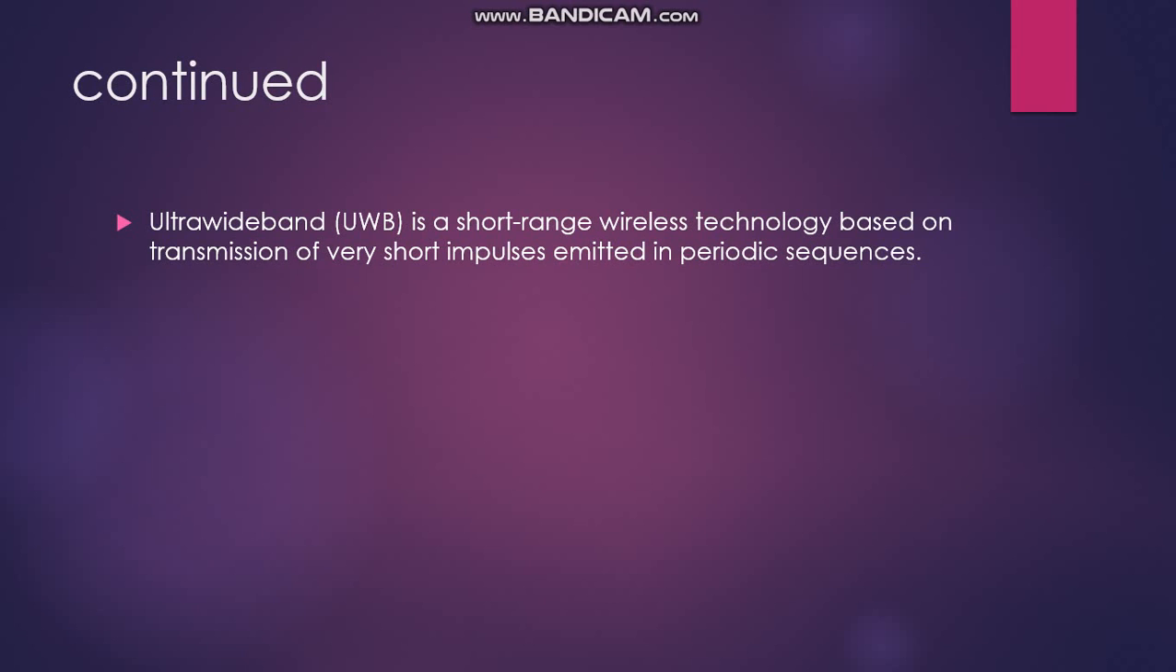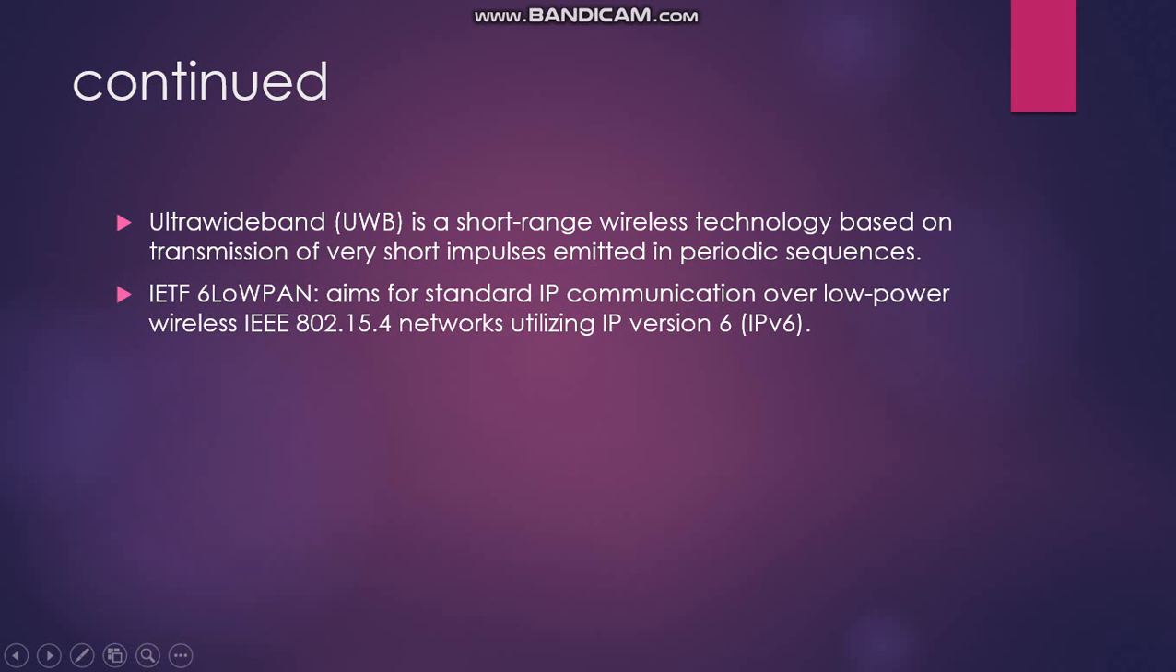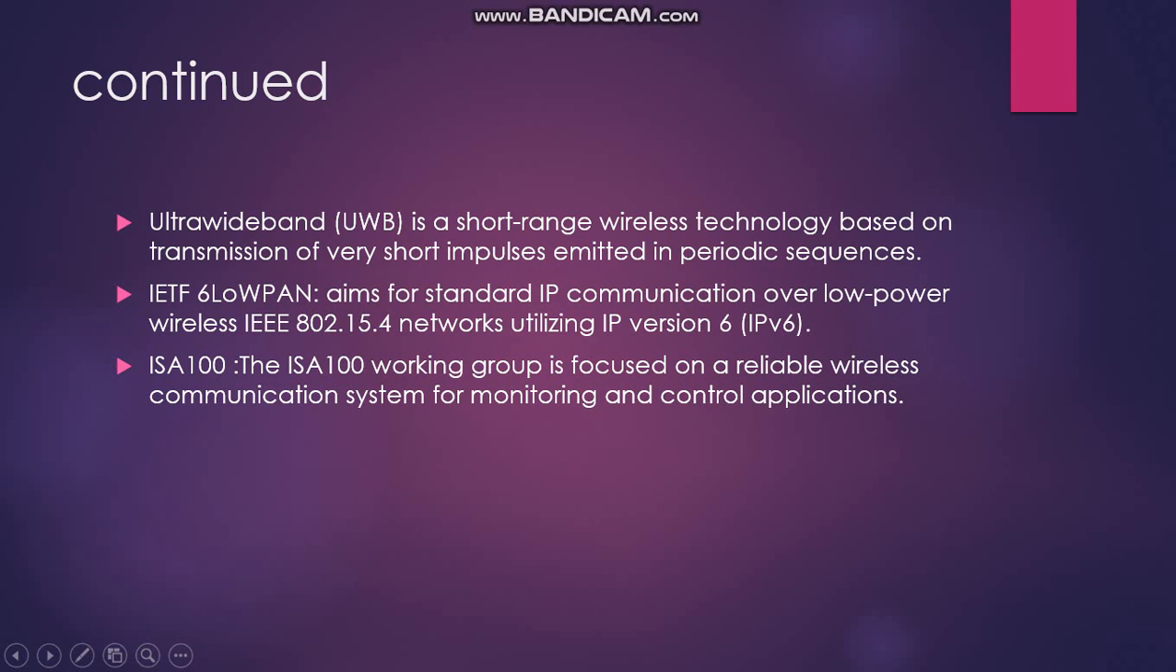UWB, ultra-wideband, is a short-range wireless technology based on the transmission of very short impulses emitted in periodic sequences. 6LoWPAN aims to standardize IP communication over low-power wireless 802.15.4 networks utilizing IPv6. ISA100. The ISA100 working group is focused on reliable wireless communication systems for monitoring and controlling applications.